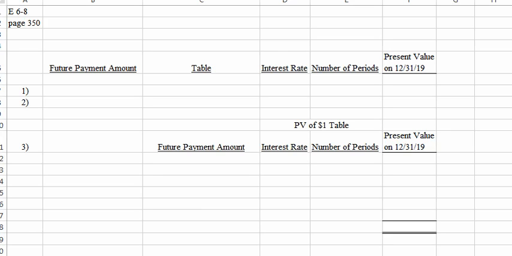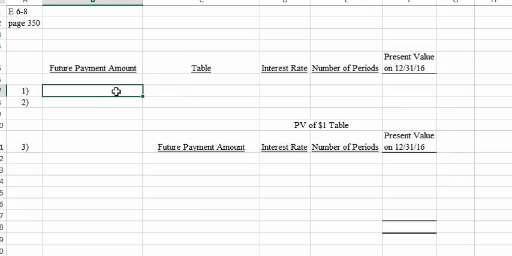It says using the appropriate present value table and assuming a 12% annual interest rate, determine the present value on December 31, 2016 of a 5-period annual annuity of $5,000 under each of the following situations. So our present value we're calculating, the money's going to be received in the future. We want to know what it's worth today, or not today, assuming today is December 31st, 2016.